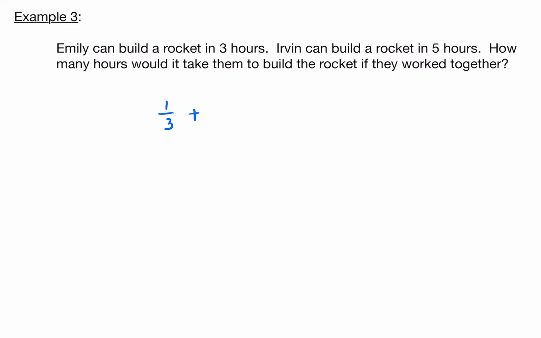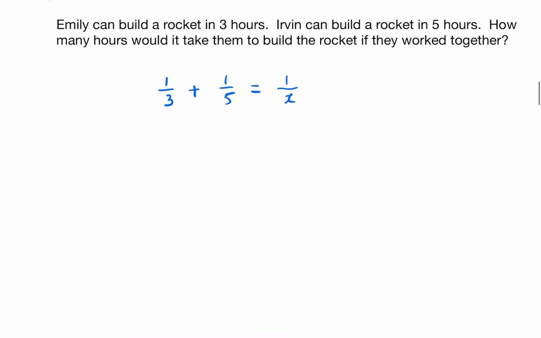And we're also going to include what Irvin can do, and he does it in 5 hours, so that becomes 1 over 5, and that is equal to the sum of them, which is going to be what we're solving, so that's going to be 1 over x, okay? So setting this problem up is probably the hardest, and then from here on, you can just go ahead and solve for x.